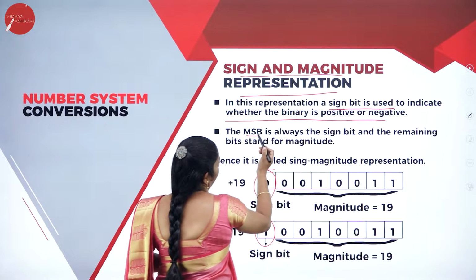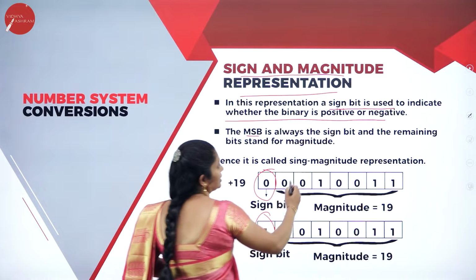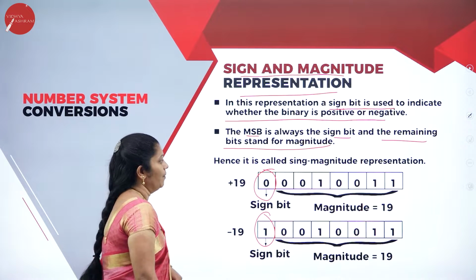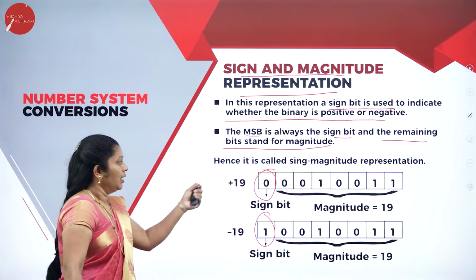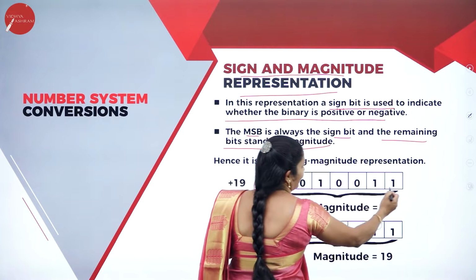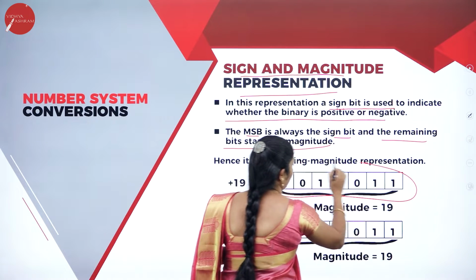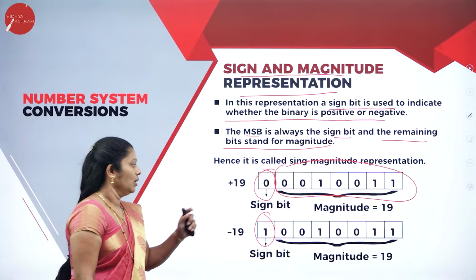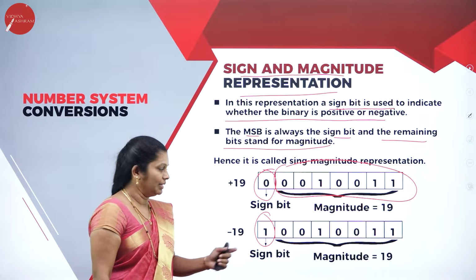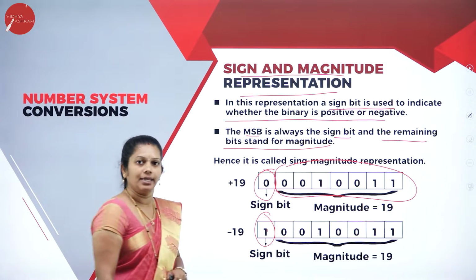The most significant bit, MSB stands for most significant bit, is always the sign bit, and the remaining bits stand for the magnitude. If you observe this example, here plus 19 is given with a 0 in front. Here this 0 represents the sign bit and the remaining values are called the magnitude. For example, if you have minus 19, then 1 represents the sign bit and the remaining bits represent the magnitude of the given number.